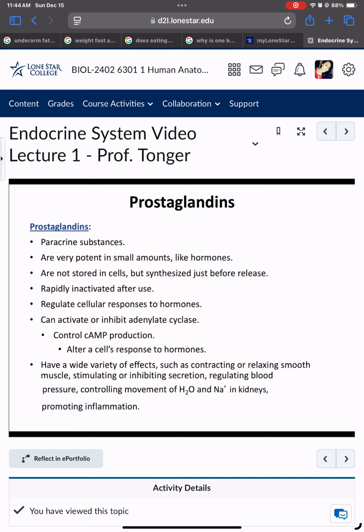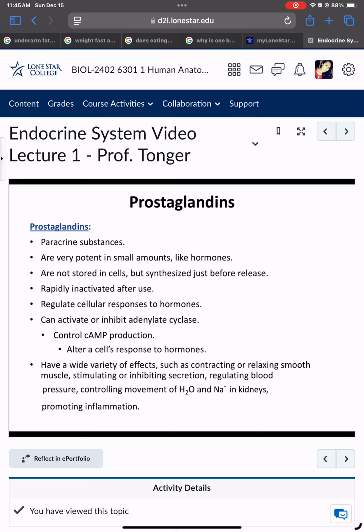Then we're going to talk about these paracrine substances, which are also hormone-like but very, very potent, even though they are found in very small quantities. They are a little bit different from hormones in that they are not stored in the cell, but get synthesized immediately before the release. They can be rapidly inactivated after use. They can activate or inhibit the adenylate cyclase. They control the cyclic AMP production and alter a cell's response to the hormone.